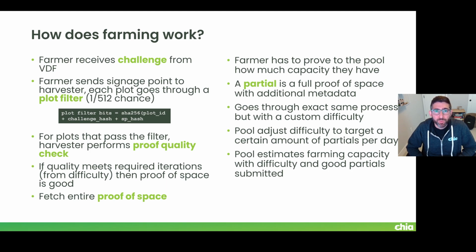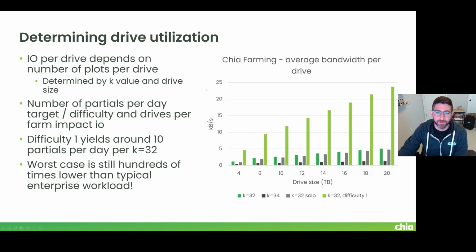And in a pool, they can set the number of partials per day to a certain target. Like in the reference code, they set it to 300 per day per target. So you basically can know on average for your farm how many proofs of space you have to send per day, and this is so the pool can verify that the farmer is actually storing as much data as they say they are. They use the difficulty that they set and the number of partials per day to determine how much farming capacity these farmers have. This is the same calculation we use for the net space, and so the farmer has to submit these good partials back to the network.